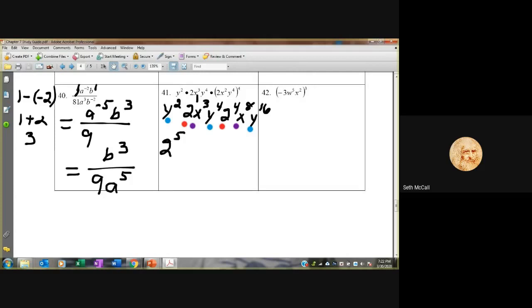Then we're going to combine the x's because we want to write them in alphabetical order. So we have x to the third, and then we have x to the eighth. 8 plus 3 is 11, so this becomes x to the 11th. And the last one, we have 3 y's we need to combine. We have y squared and y to the fourth, and then y to the 16th. So 2 plus 4 is 6. 6 plus 16 is 22, so this ends up being y to the 22nd power.